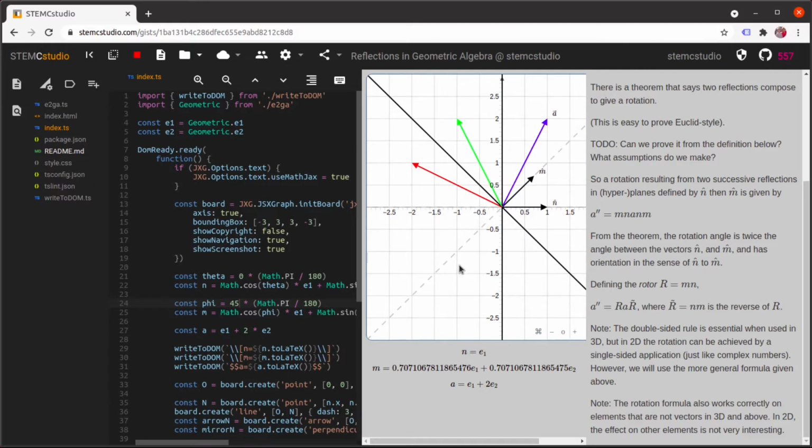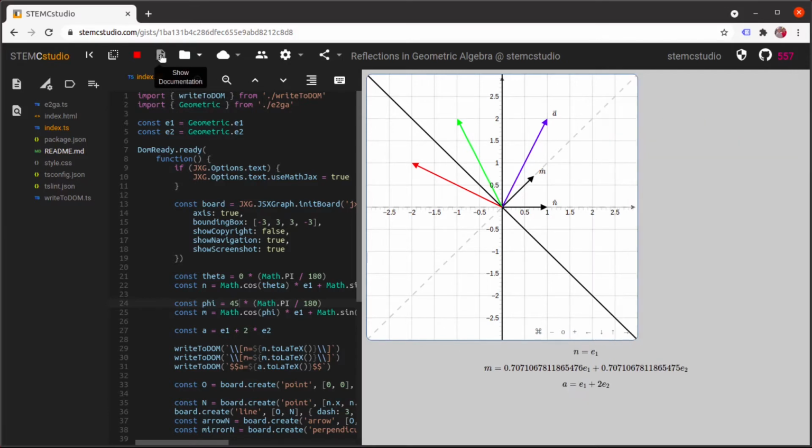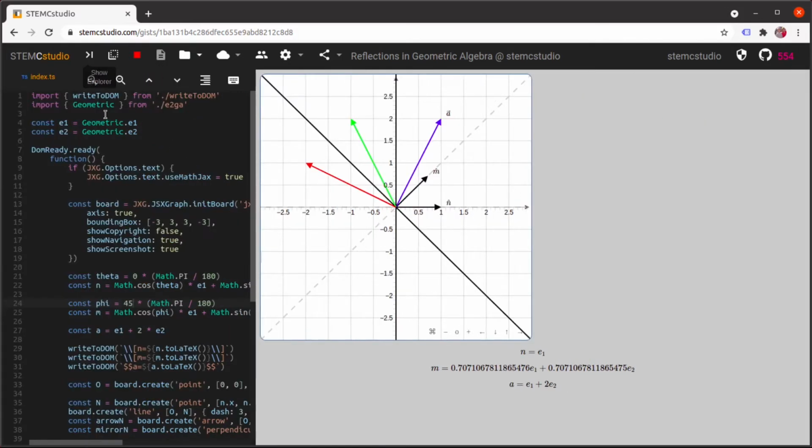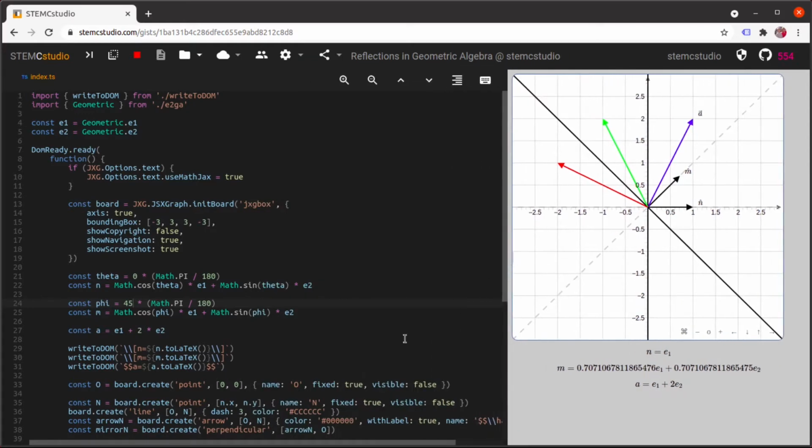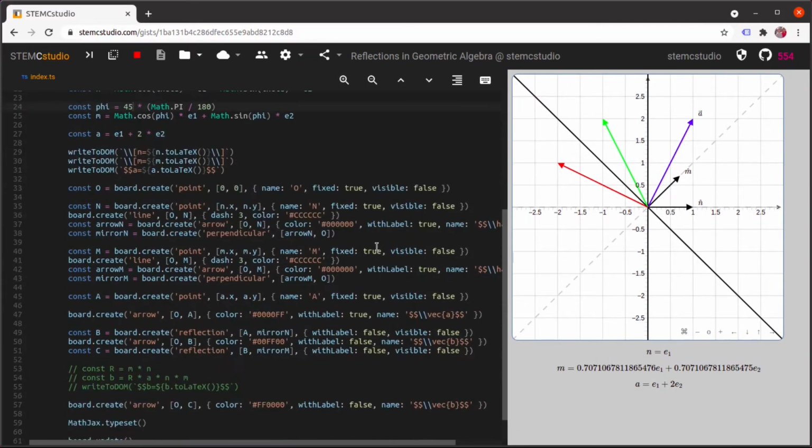Okay, so let's go and look at the code that actually generated this diagram, just to see how that happened. And then let's go and actually calculate this formula here to verify that everything actually does work. Okay, so we'll go and hide our documentation, and here is our code, and here is our output. Now I'm not going to go through the entirety of this because much of it is similar to the reflection code that we did in the previous video.